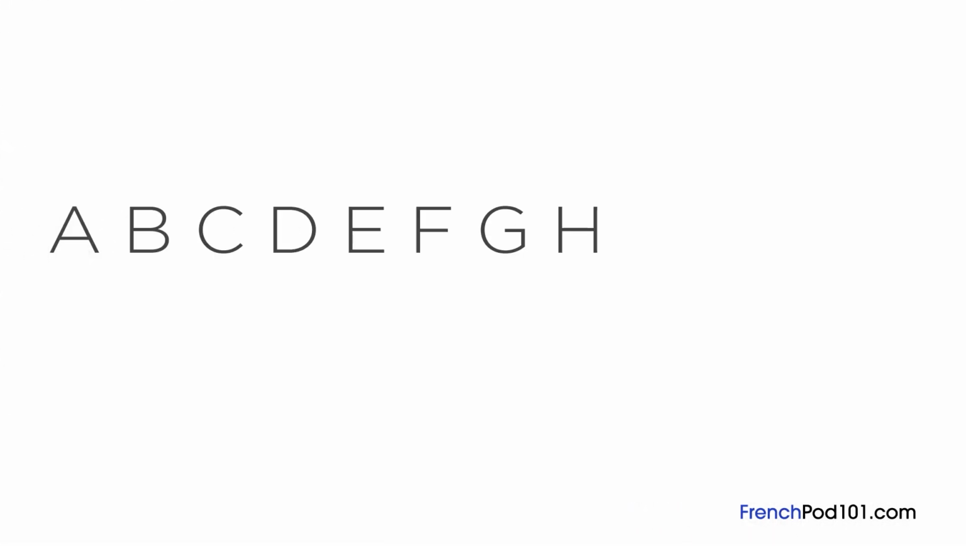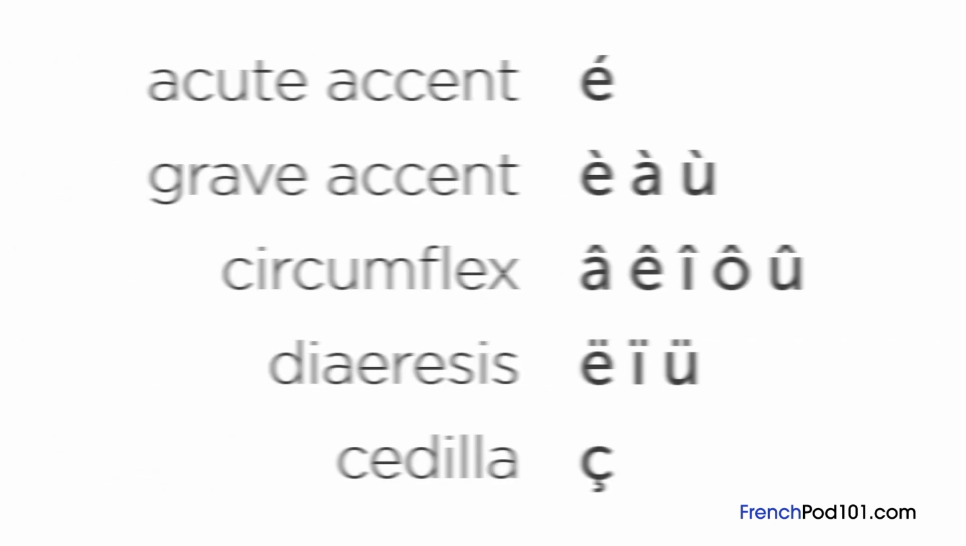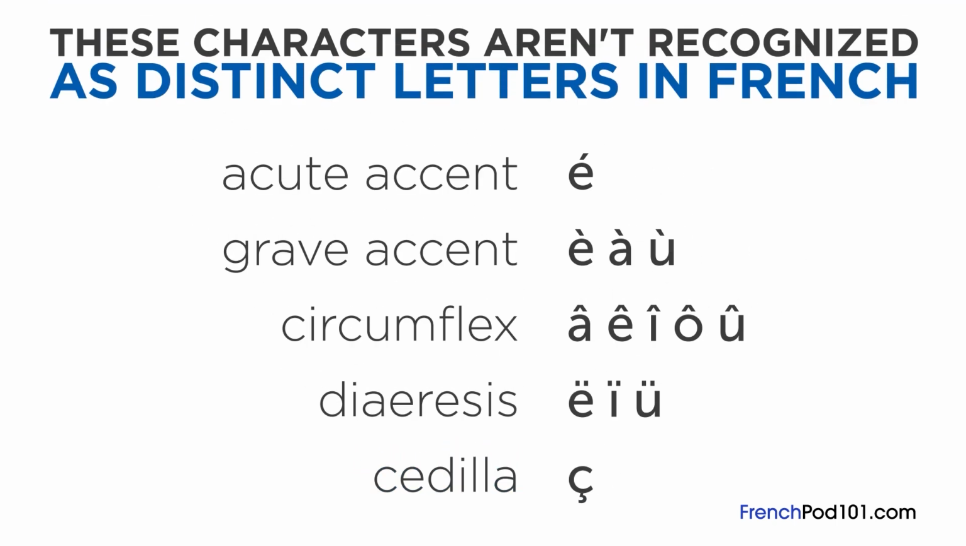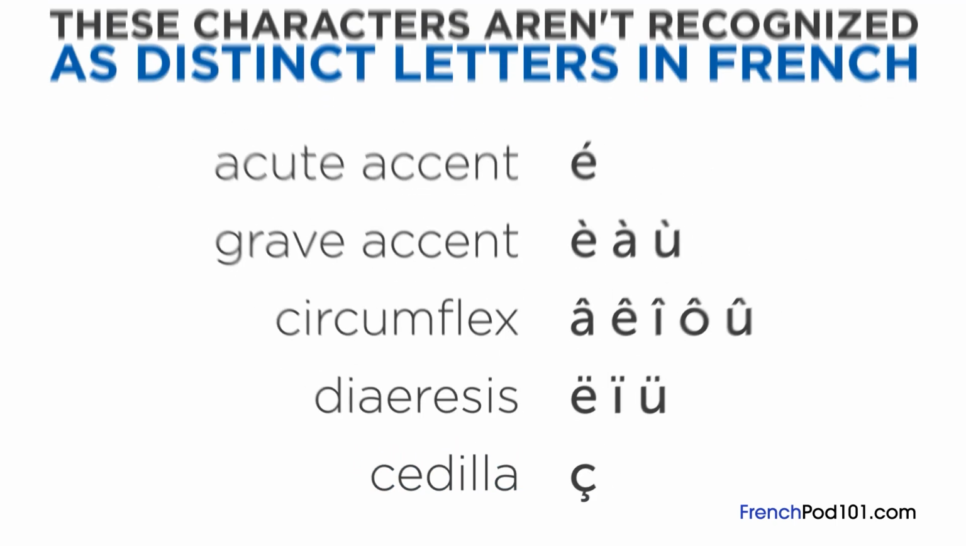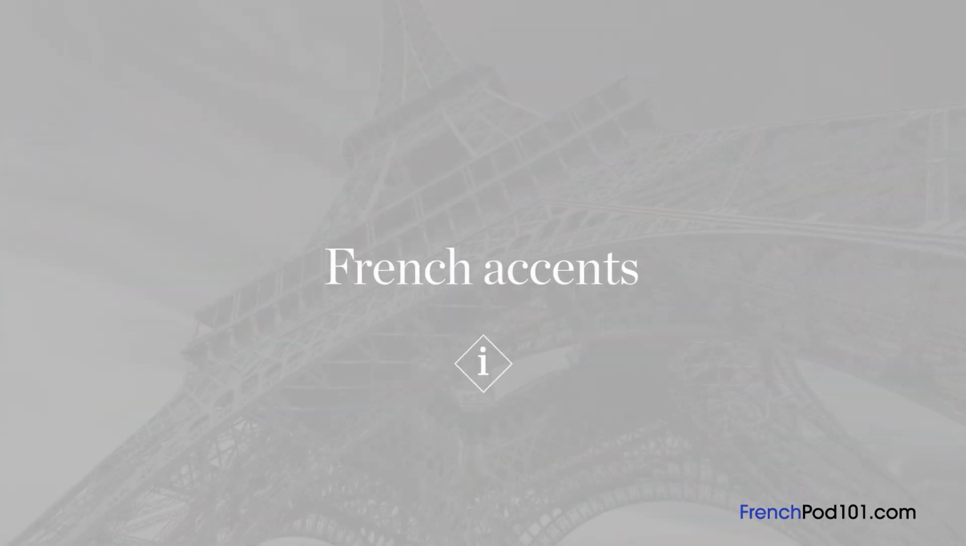French uses the exact same alphabet as English, the Latin alphabet, which consists of 26 letters. Unlike English, however, French also uses a few accents that can be added to vowels and this other character known as the cedilla. These characters aren't recognized as distinct letters in French, though. Let's take a look at these accents in a bit more detail.